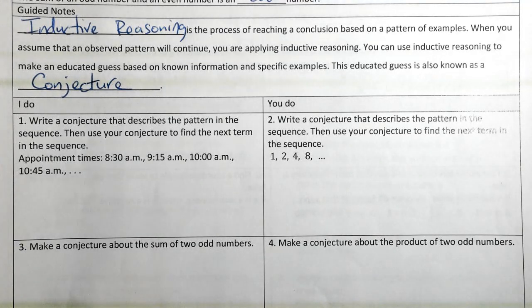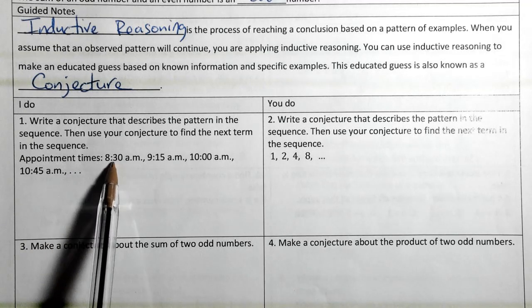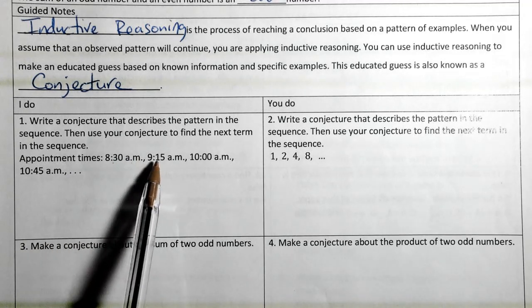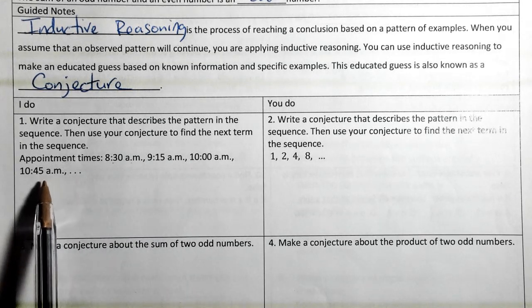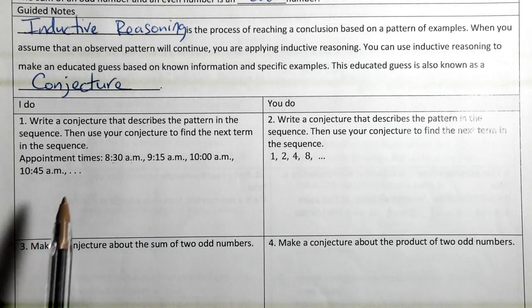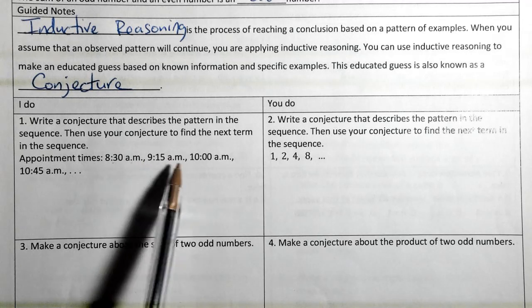Okay, just below we got our first I do. Write a conjecture that describes the pattern in the sequence. Then use the conjecture to find the next term in the sequence. So we have appointment times. We've got 8:30 a.m., 9:15 a.m., 10 a.m., and 10:45 a.m. What do you notice between these times?